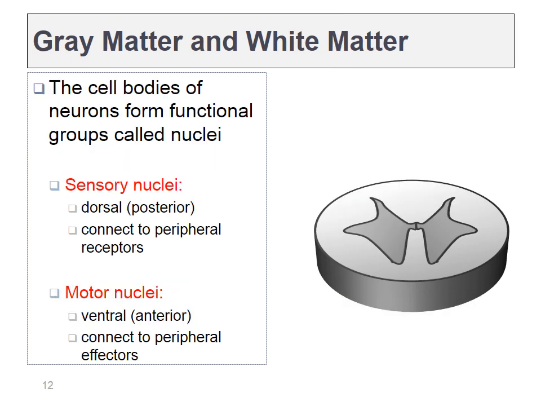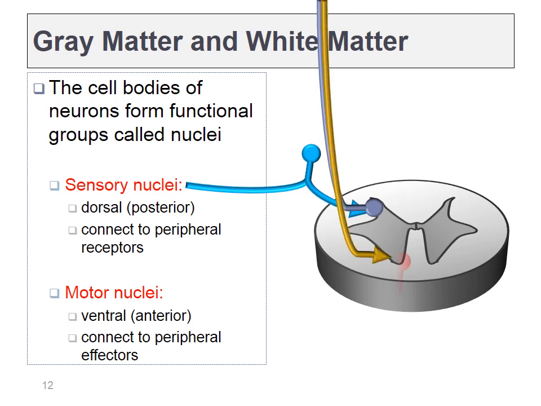The cell bodies found in the gray matter are highly organized. Those related to sensory neurons are in the dorsal horns. Those related to motor neurons are in the ventral horns. Interneurons, also found in the gray matter, may connect some of the sensory inputs to the motor outputs, circumventing the brain and triggering a reflex.